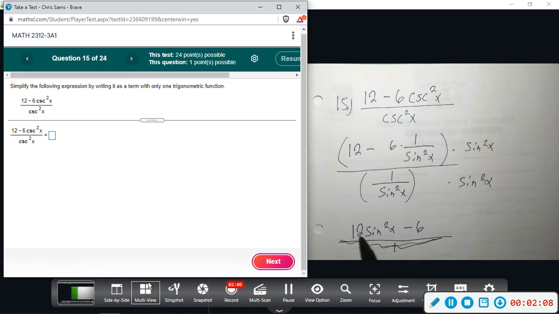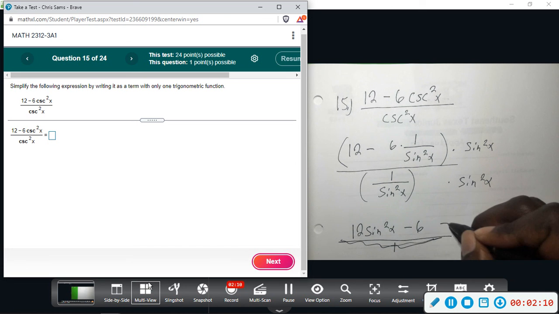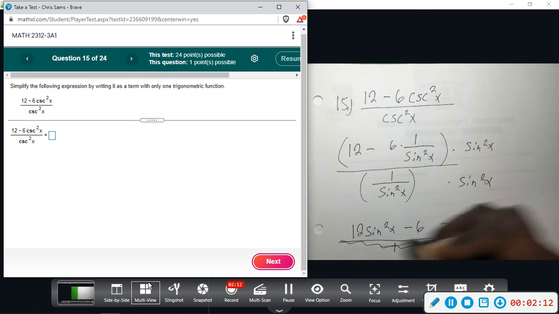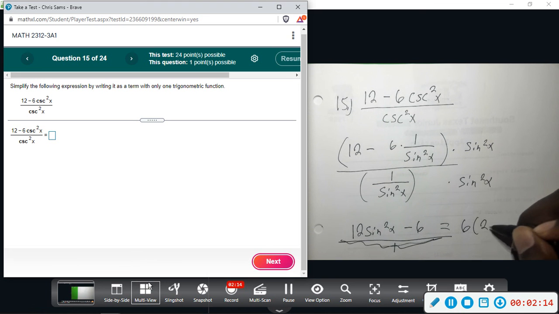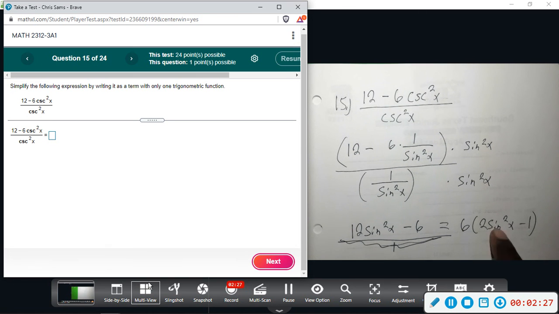Okay, we can factor out 6 from both terms. 6, that leaves us with 2 sine squared x minus 1. Okay, so let's see what this is equal to. 2 sine squared x minus 1. That looks like a trig identity.